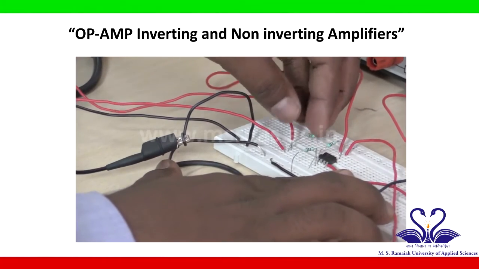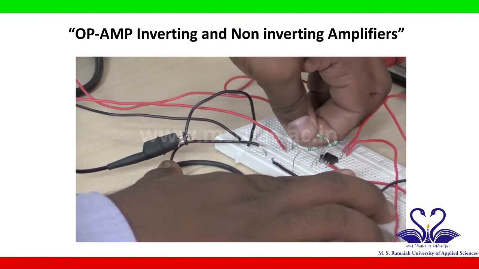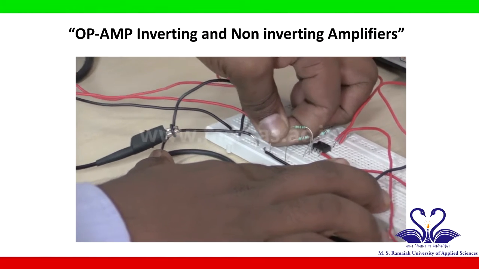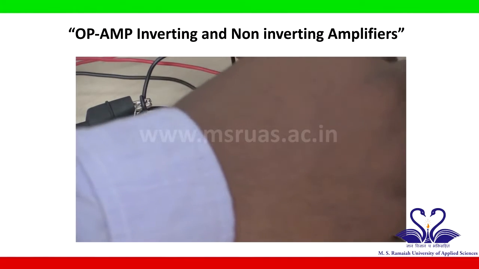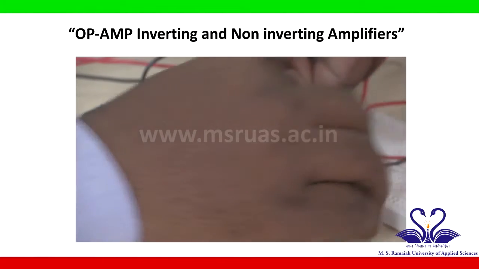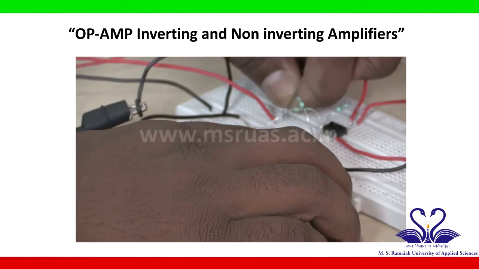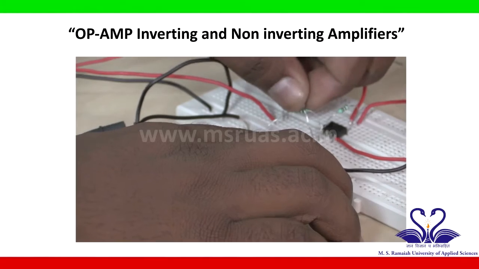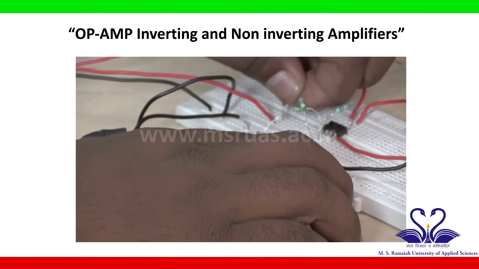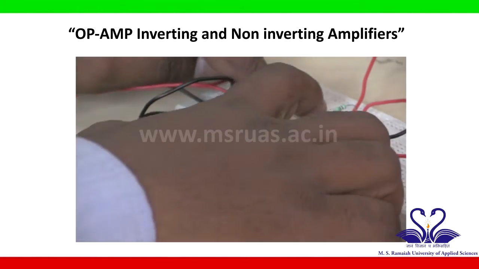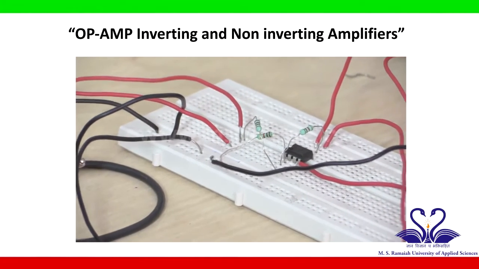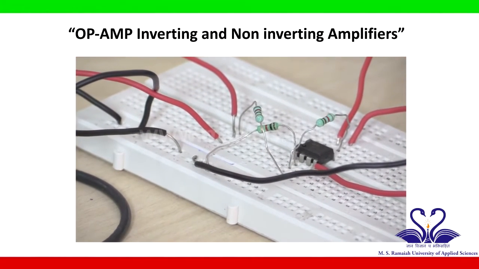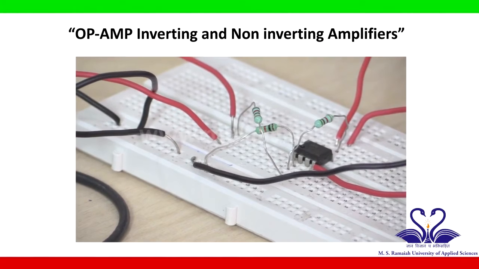So this is 1K. Instead of connecting to input, I will connect it to ground. And this is 820 ohm. Instead of connecting to ground, I will connect it to input. Now this is the circuit connection for the non-inverting op-amp based amplifier.